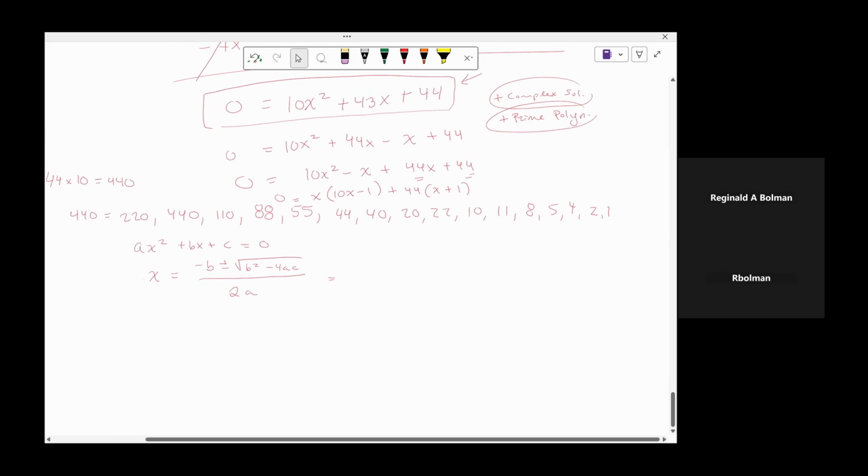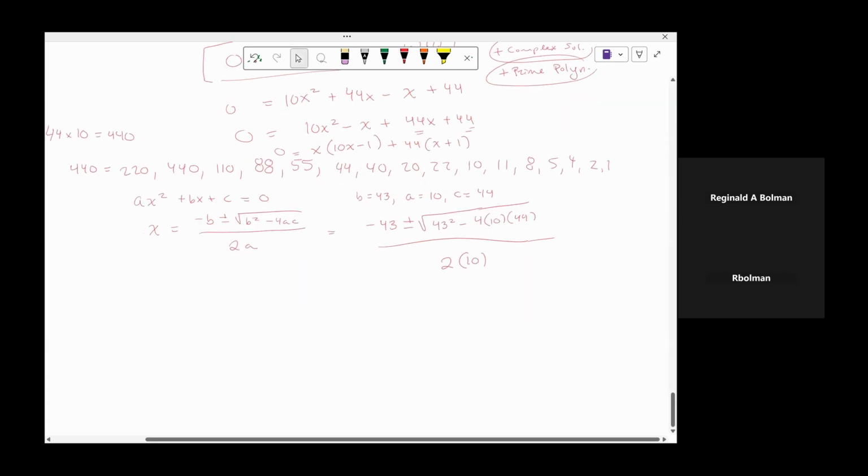In this case, our b would be 43, our a will be 10, and our c is 44. So if you plug in your b to the b in this equation, you're going to see negative 43 plus minus the square root of 43 squared minus 4 times 10 times 44, which is going to be rather ridiculous, but it's possible that it's a real solution, all over 2 times a, which happens to be 10. So 2 times 10 gives you 20 in the denominator.